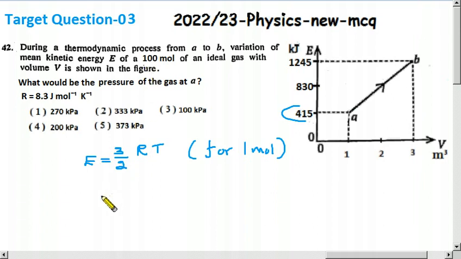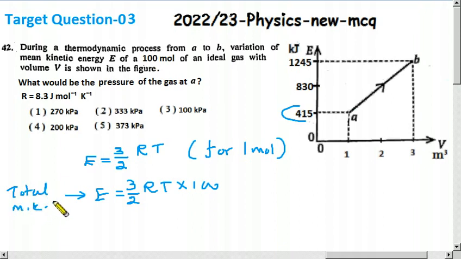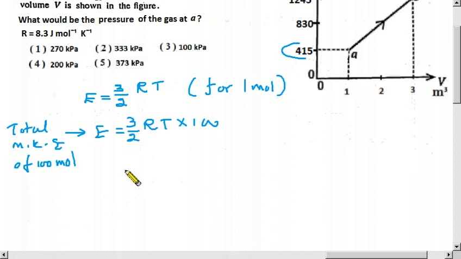Since we have 100 moles, we have to multiply it by 100. So this one is the total mean kinetic energy of 100 moles. So we can substitute values.